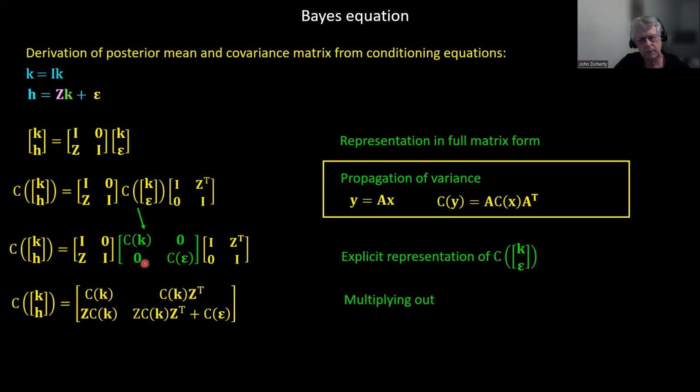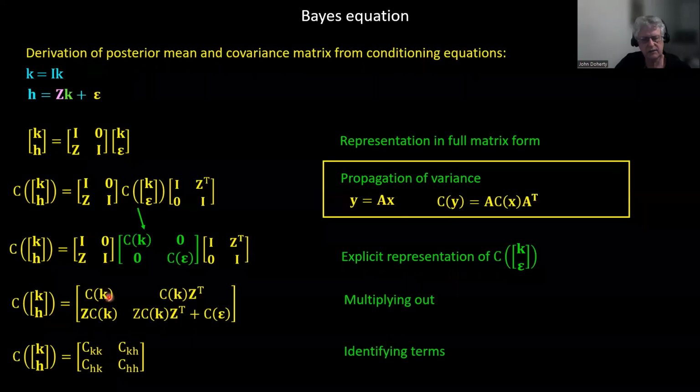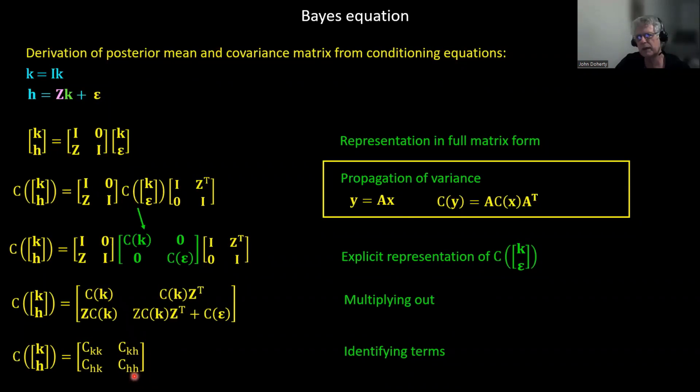So now let me multiply out, and there is my joint covariance matrix for K, my parameters, and H, my field observations. And let me name these submatrices. This is CKK, that's just the covariance matrix for parameters. CHH, the covariance matrix of field measurements. And with the off-diagonal terms named with subscripts that express the fact that they're linking K to H.